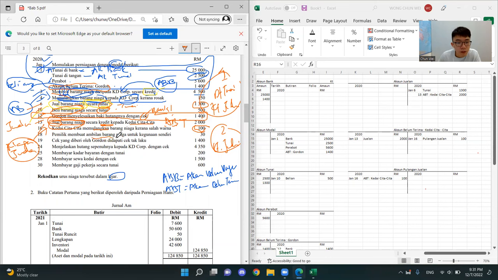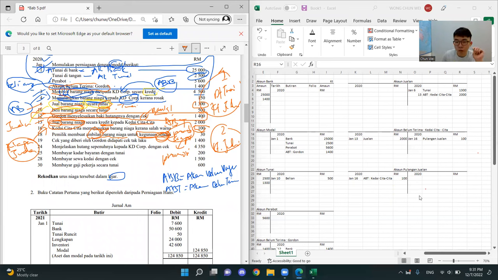Pemilik membuat ambilan barang niaga untuk kegunaan sendiri. So when you say ambilan and for sendiri, therefore this is ambilan. Why do I say you need to look at this one also? Because sometimes they will say pemilik membuat ambilan barang niaga untuk promosi, untuk sampel. So when you see something like that, you cannot put into the ambilan. You must put into promosi account. But if you see untuk kegunaan sendiri, kegunaan kediaman, untuk anak sendiri, something about the pemilik himself, then there is an ambilan like this one.